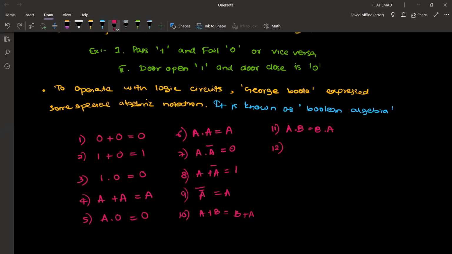12th, this is special. A dot B whole thing bar could be written as A bar plus B bar separately. And similarly, if we have A plus B whole thing bar, this one could be written as A bar dot B bar. A bar dot B bar. Not whole thing bar, separately bar.